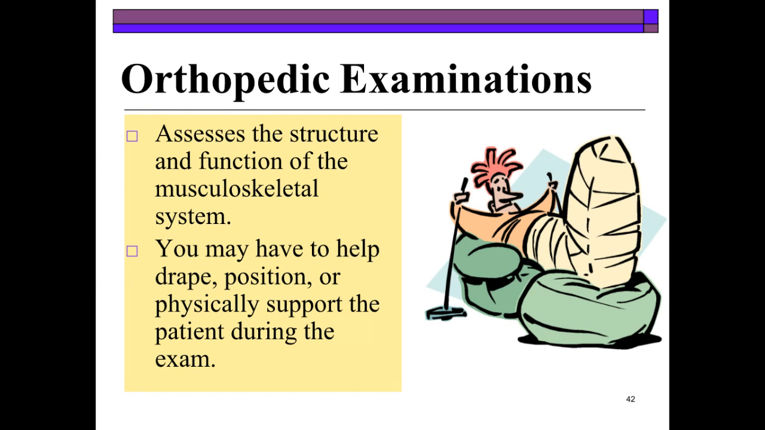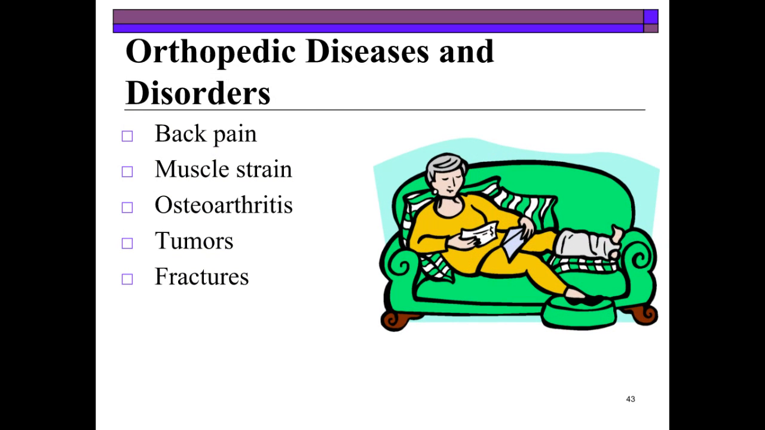So what's going to be important is to assess the structure and function of the muscular system, taking that good patient history. You may have to drape the patient or position the patient so that you're giving support to the patient so there's less pain during an exam or a casting.